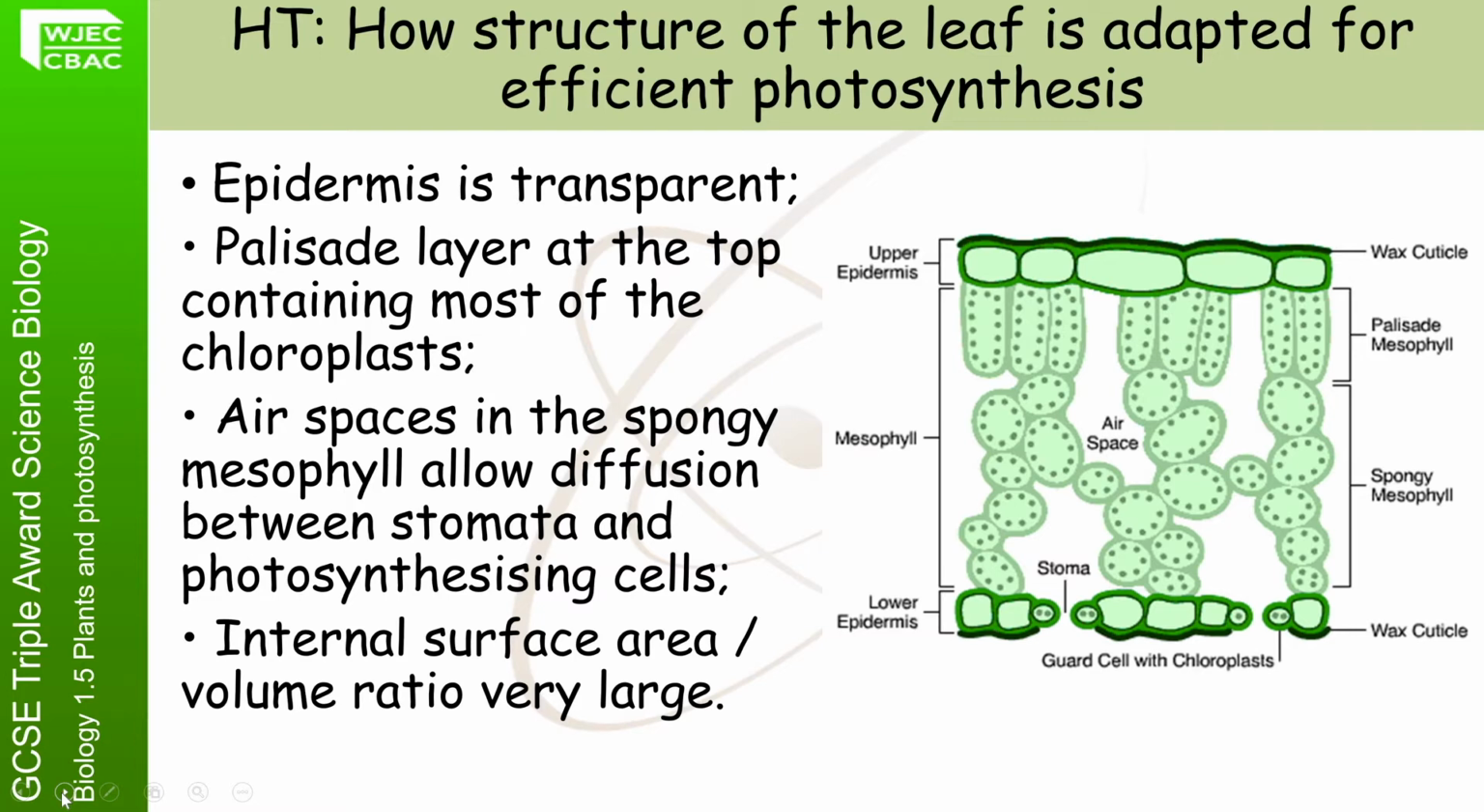If we start from the top down, the very top layer is a waxy cuticle. This is to prevent water loss. Directly underneath this is a transparent upper epidermis. This does not contain chloroplasts to maximise the amount of light that can enter the leaf and into the main photosynthetic layer below, the Palisade Mesophyll.